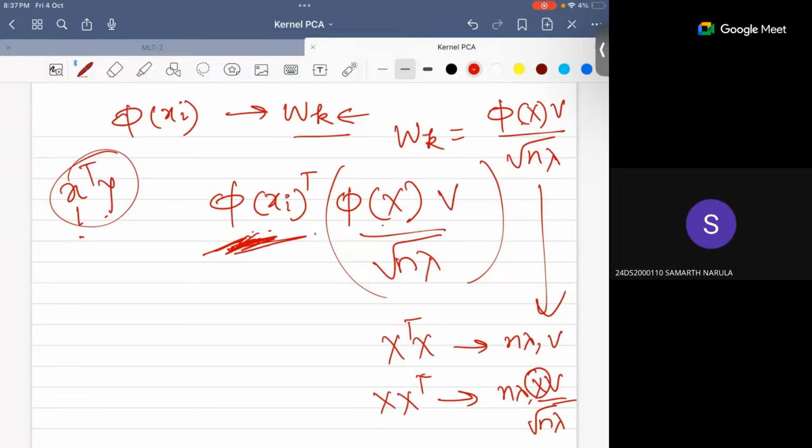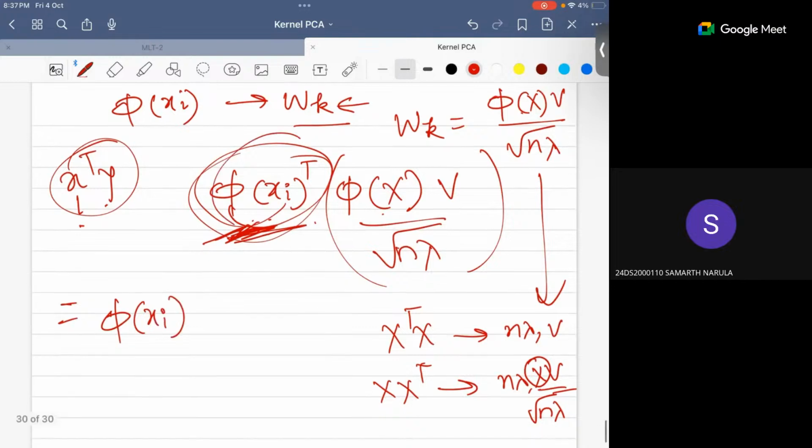But how will we get V in this? Okay. So if we have to calculate, so now next one. What is this matrix? What is this vector? See, phi of xi, this will be in the form of some vector, right? The row vector you can think of. And how will you write phi of x? Phi of x is what? Phi of x1.